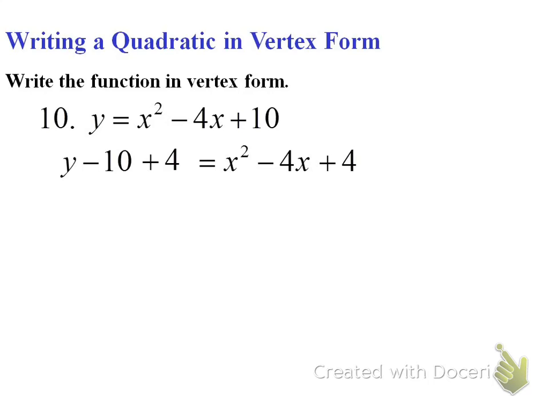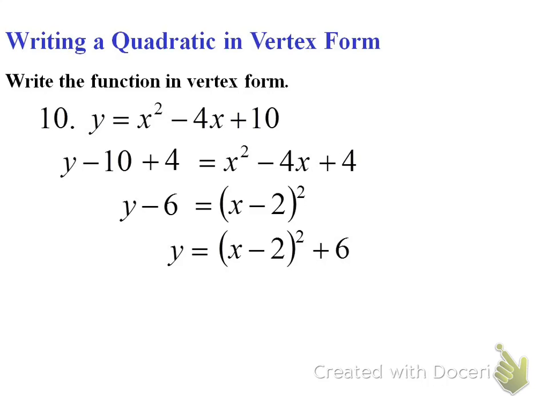On the left we can simplify. It's just y minus 6. On the right we can factor it. What's it going to look like? Yep, x minus 2 squared. One more step to vertex form, and it is get that 6 back where it belongs. So add 6. Now, this is in vertex form.